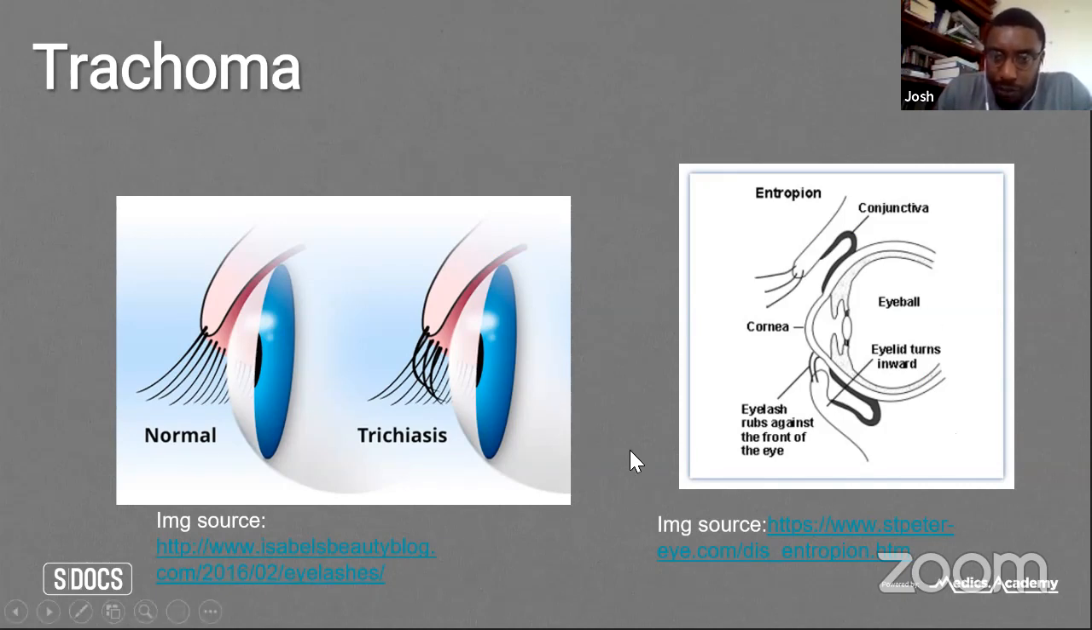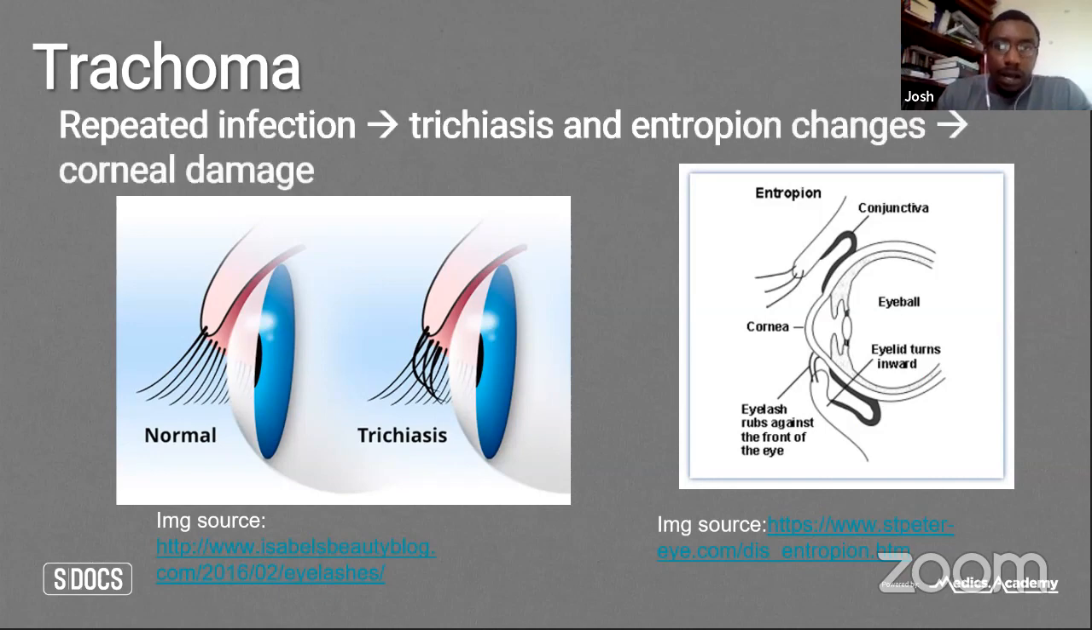What this image shows as well, if you look carefully, is that both the trichiasis combined with the entropion is causing the eyelash to scratch against the cornea. Once you've got those changes, the eyelash is going to continually scratch against the cornea, and that's going to be affecting and damaging the cornea. And once you start to damage the cornea, it's going to affect transparency of the cornea. Once it starts to scar up, that's going to really affect sight. So as I mentioned, repeated infection leads to trichiasis and entropion, which leads to corneal damage.